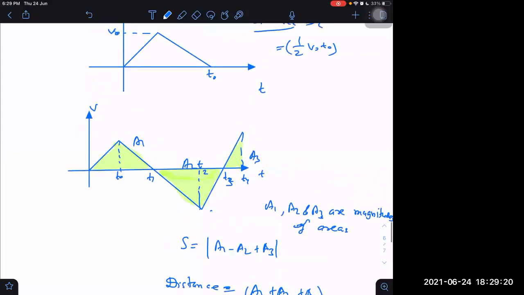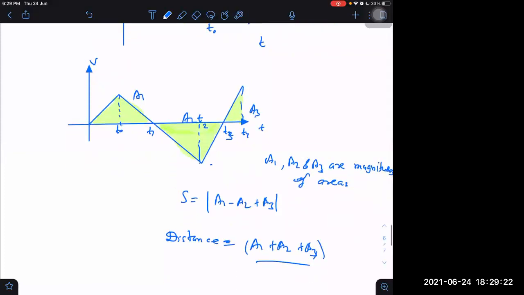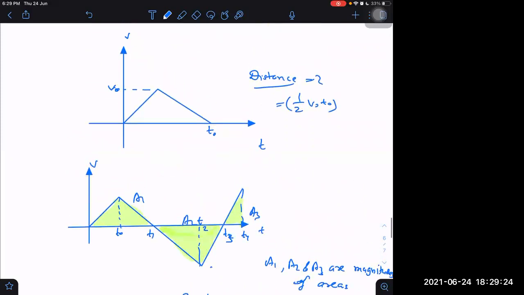If other graphs are given, we can convert to VT, sir? Definitely we can convert. But the VT graph is most convenient of all. Why? Because from the VT graph, by area we get the displacement, by slope we get the acceleration, and by the graph itself we get the velocity. So this VT graph has information of everything. This is the most important of all graphs.